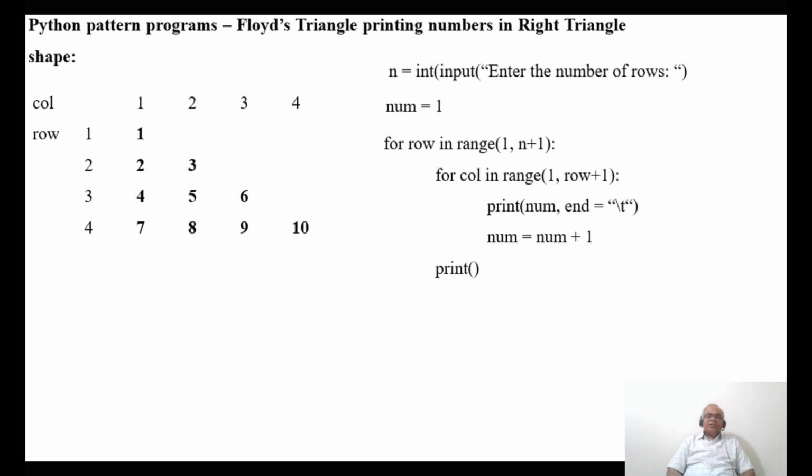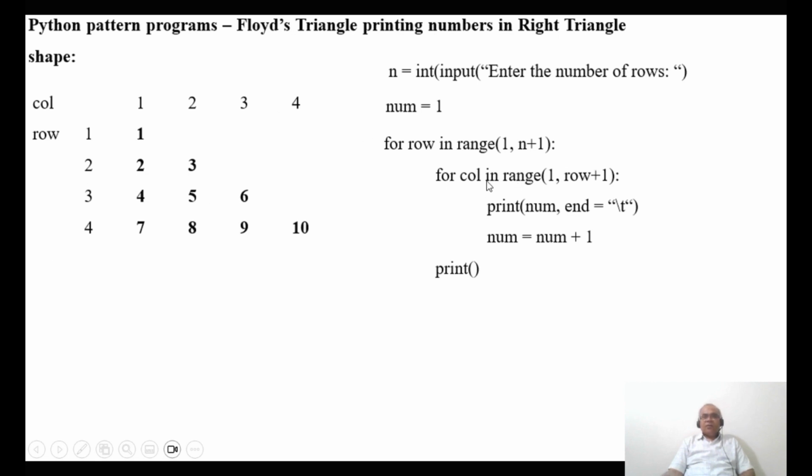For row in range, suppose if I just say n plus 1, then it starts from 0. Since the first row is 1, we write 1 comma n plus 1. Why? Because I want 4 rows, so naturally it should be 5. So n plus 1 becomes 5. When the value of n is 4, 1 comma 5 means 1, 2, 3, 4. So we have 4 rows.